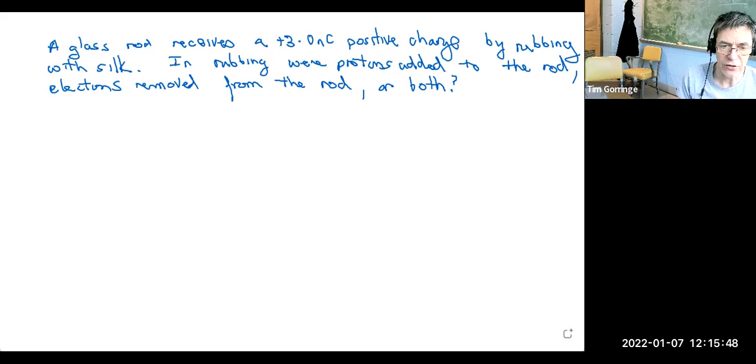If we took the cat's fur and we took the plastic rod and we rubbed the plastic rod with the cat's fur and it became negatively charged, the plastic rod became negatively charged and the cat's fur became positively charged, that means we would have transferred electrons to the plastic rod and removed electrons from the cat's fur. So it's always transfer of electrons.